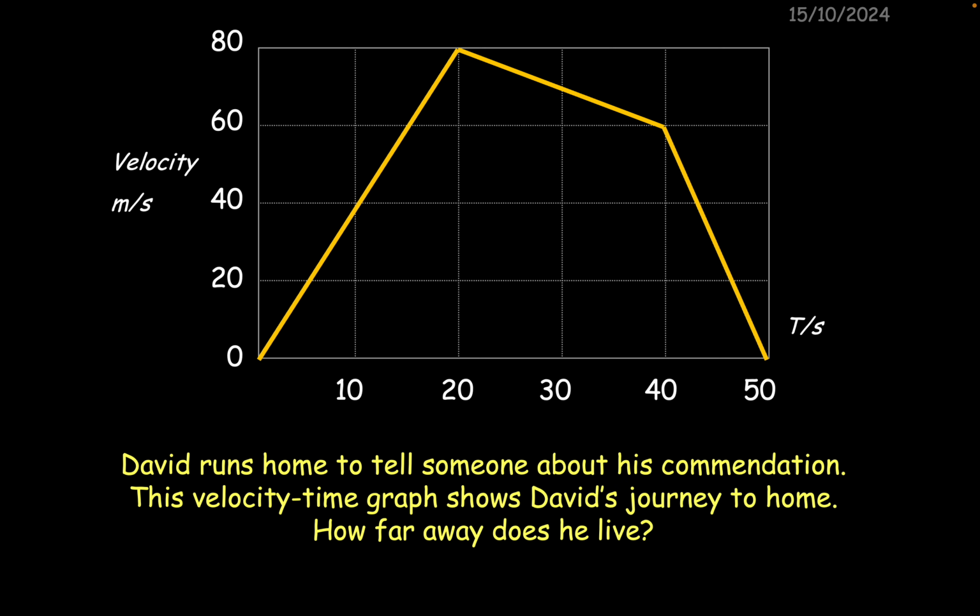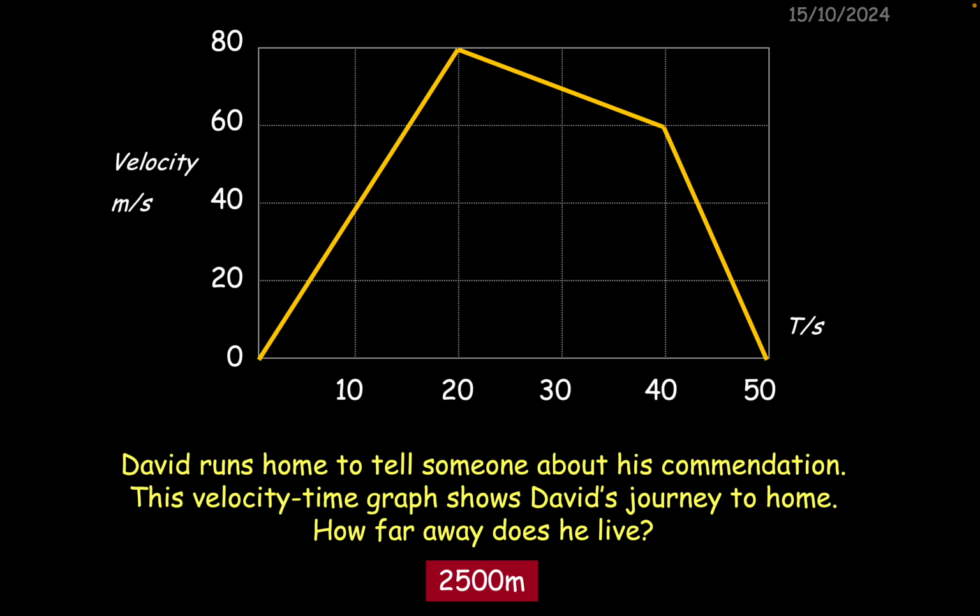Some more questions for you to try. So David runs home to tell someone about his commendation. This velocity time graph shows David's journey home. How far does he live? So they want you to work out the distance under the line. If you want to pause the video again and work out the total area under that graph, remember triangles and rectangles, work them out in total. The answer is coming up on the screen now. 3, 2, 1. Here's the answer.